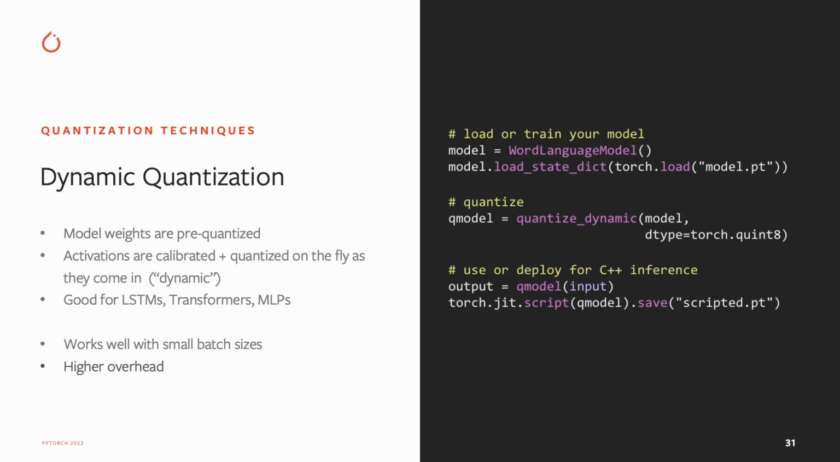The simplicity of dynamic quantization comes at a cost of overhead. The activations need to be quantized at each layer. They also need to be calibrated every single time. So remember, if you're using dynamic quantization, it might be better to use smaller batch sizes, which means there's less calibration. That is, you're calibrating a smaller batch of activations.